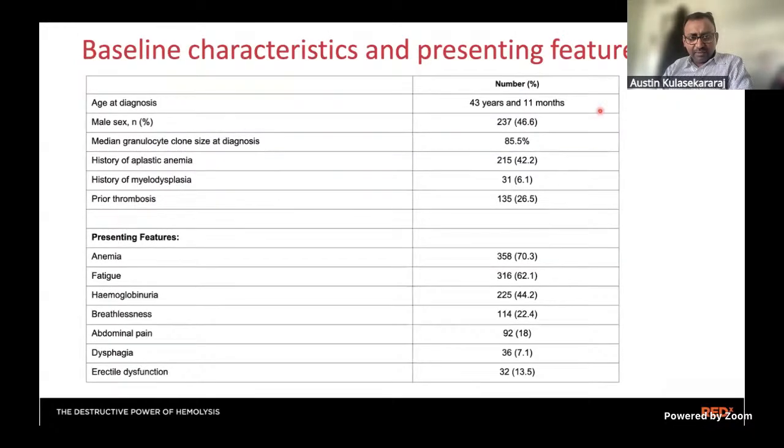And if you look at it, the median age, again, there was not much predilection between male or female, and you can see the clone size as well. So this is the median granulocyte clone. And history of aplastic anemia, you can see 42% MDS. And thrombosis in this recent data set is 26.5%. So I think it's a variable incidence, but it's between 10 to 40%. And how the patients present as well.